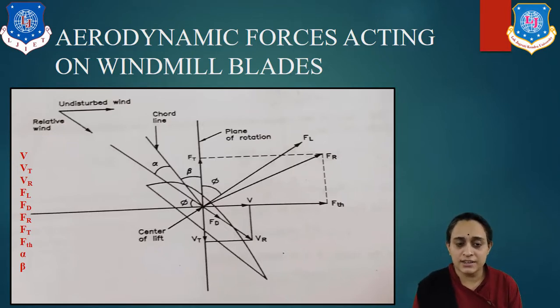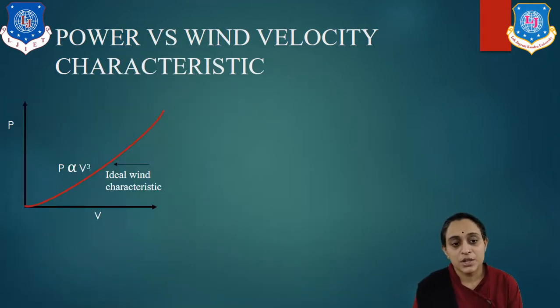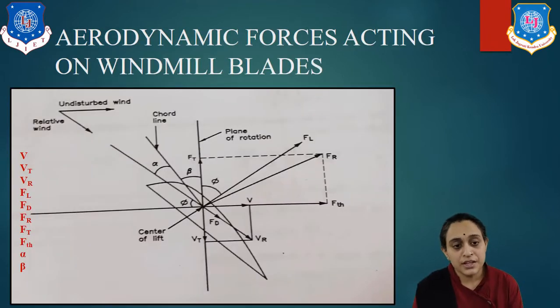If we look here, there are two different angles also: one is alpha and one is beta. So what is V? It is the impinging wind velocity. What is Vt? It is the wind velocity in the plane of rotation. What is Vr? It is the resultant wind velocity. What is Fl? It is the lift force. What is Fd? It is the drag force. What is Fr? It is the resultant force. What is Ft? It is a component of Fr producing the torque. What is alpha? It is the angle of attack. And what is beta? It is the pitch angle.